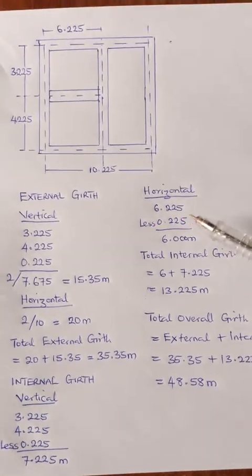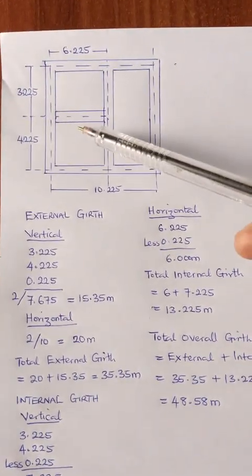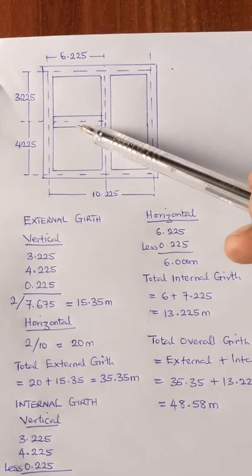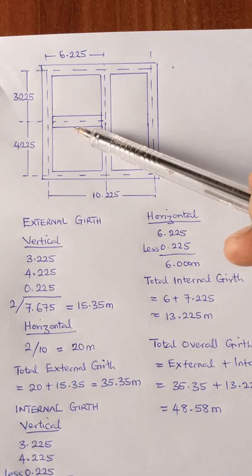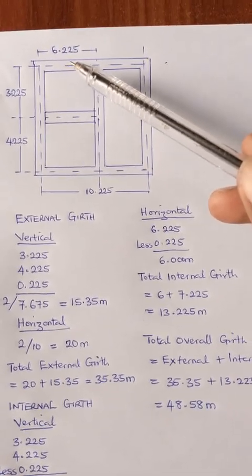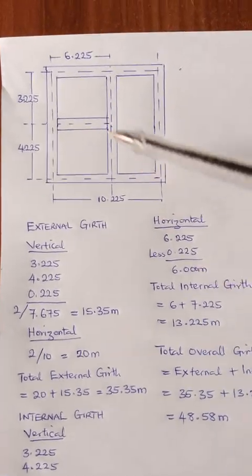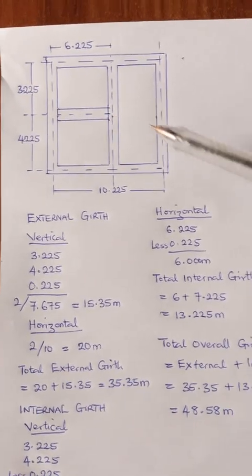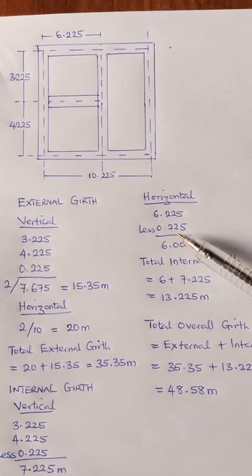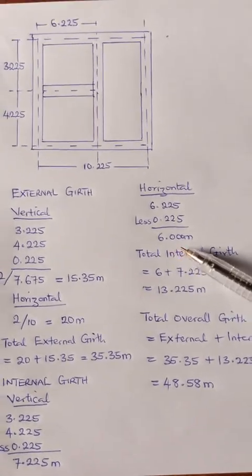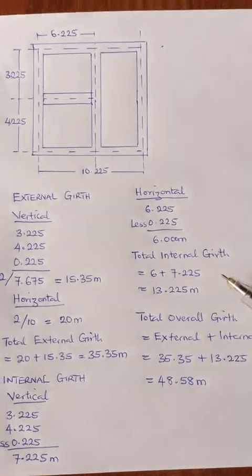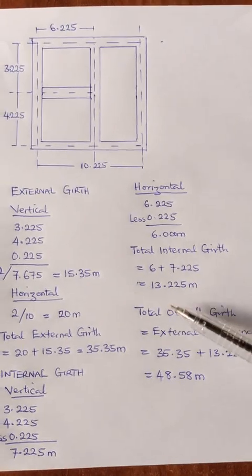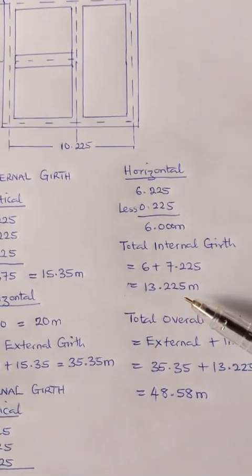Then we look at the horizontal. The horizontal is only this as the internal component. This is the only horizontal internal component. So this is the girth. We have 6.225, so you have to take it from this point to this point. You subtract 0.225, that will give us 6 meters. Then the total internal girth is equal to 6 plus 7.225, that will give us 13.225 meters.